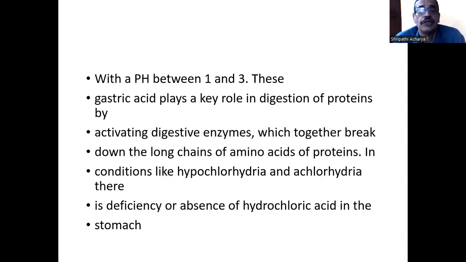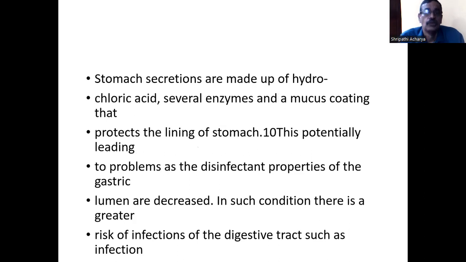With a pH between 1 and 3, gastric acid plays a key role in digestion of proteins by activating digestive enzymes, which together break down long chains of amino acids of proteins. Conditions like hypochlorhydria and achlorhydria, that is deficiency or absence of hydrochloric acid in the stomach. Secretions are made up of hydrochloric acid, several enzymes, and a mucus coating that protects the lining of the stomach. This potentially leads to problems as the disinfectant properties of the gastric lumen are decreased. In such a condition, there is a greater risk of infections in the digestive tract.